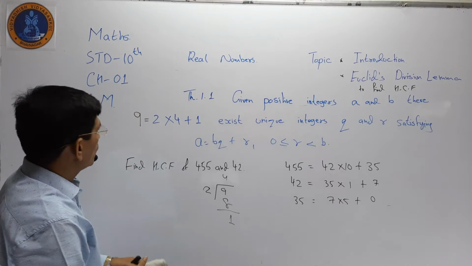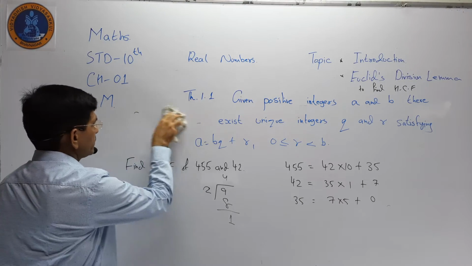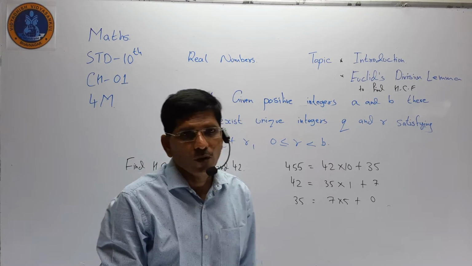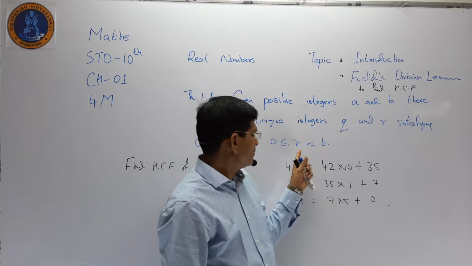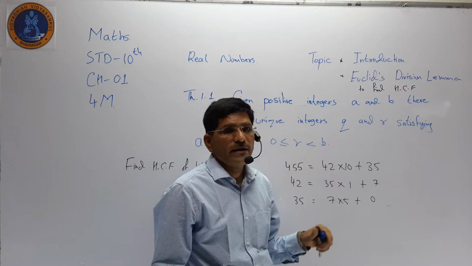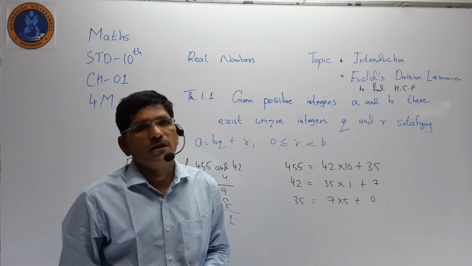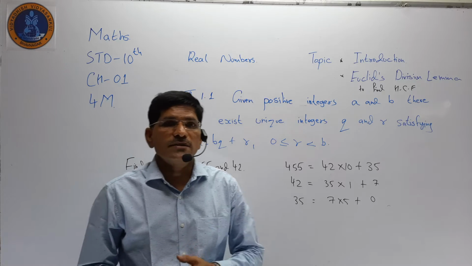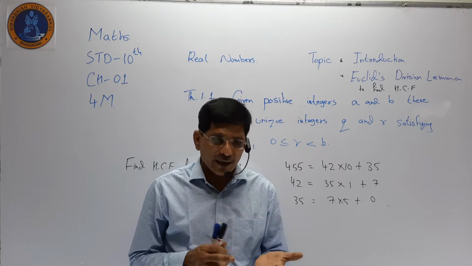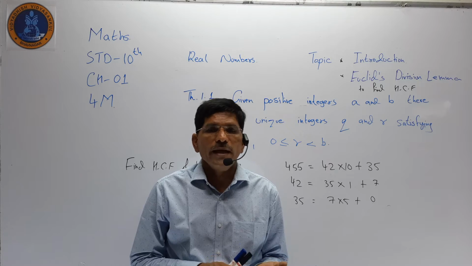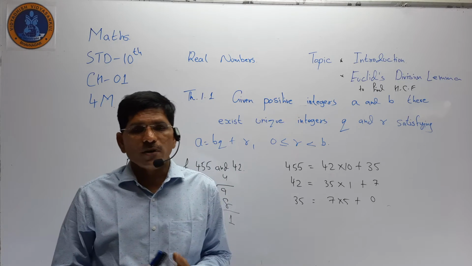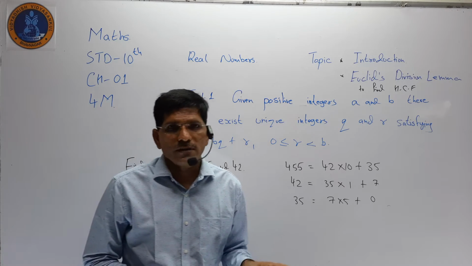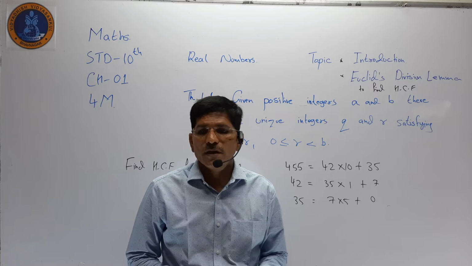Now, where can we use this theorem? This is the most important point to remember. If I divide any number by 5, then 5 is the divisor. The remainder may be 0, 1, 2, 3 or 4, but not 5. That is related to the Euclid division lemma.